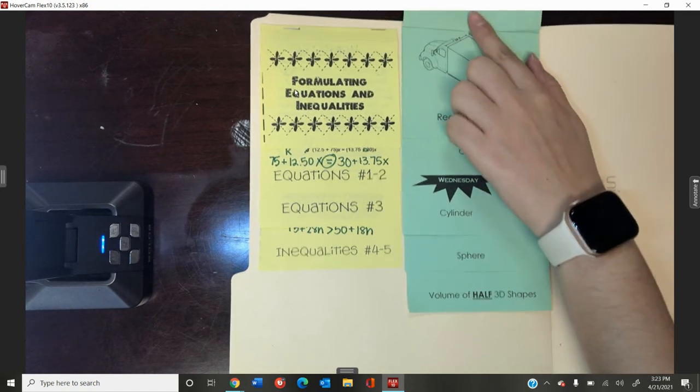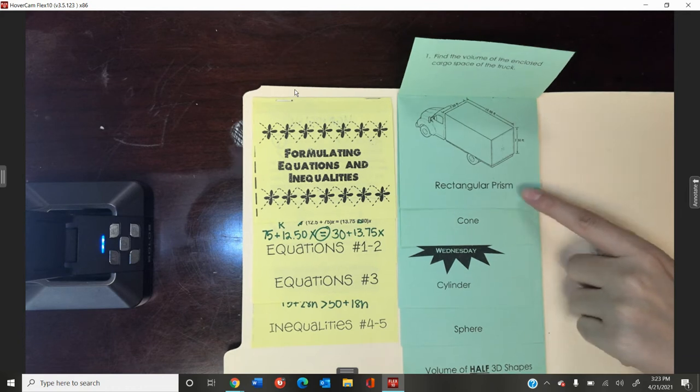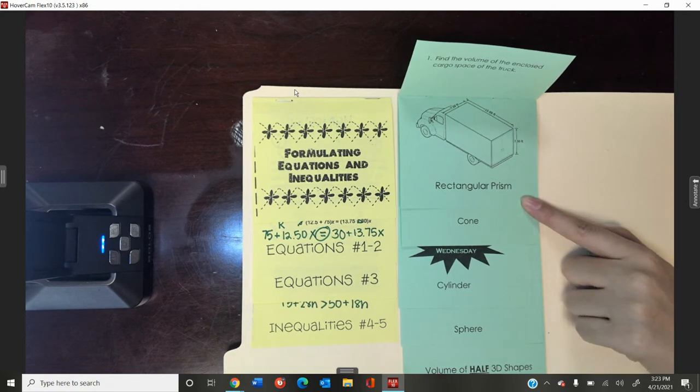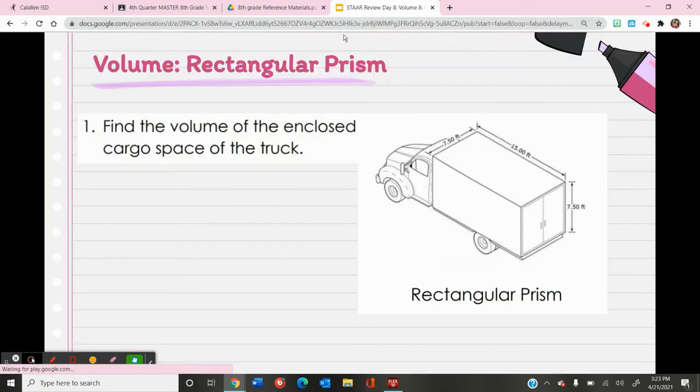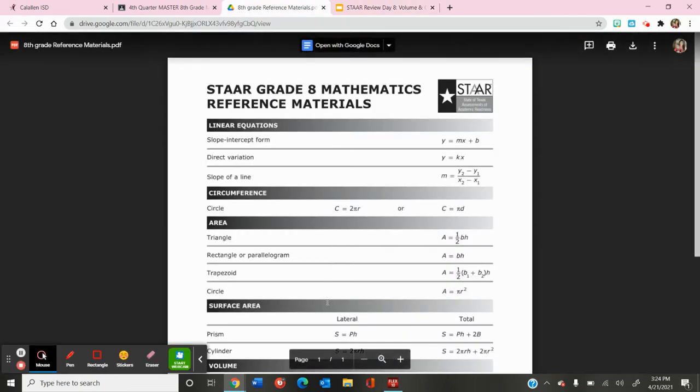So we're going to open up this flap, and here it's telling you that we're first going to find the volume of a rectangular prism. So let's go ahead and check that out. It says find the volume of the enclosed cargo space of the truck. So first I need to know the formula for volume of a rectangular prism. So I'm going to go ahead and open up my formula chart.